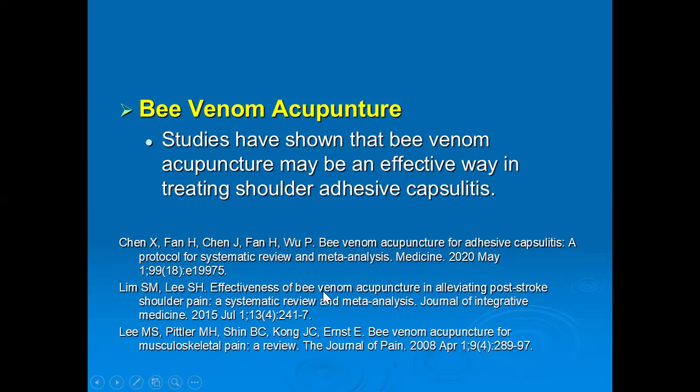The effectiveness of bee venom acupuncture in treating post-stroke shoulder pain, and specifically shoulder pain, as we have discussed earlier, adhesive capsulitis is very prevalent among patients after a stroke, because they will be unable to move the joints in the maximum range of motion. That's why stiffness develops in their shoulder, due to which inflammation starts to appear, as in capsulitis. The next study is bee venom acupuncture for musculoskeletal pain.